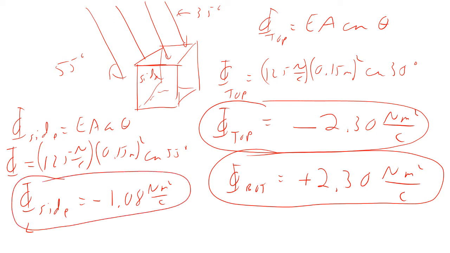Now, what about the flux on the right side? What's that going to be? Well, the flux on the right side will be positive 1.08 newton meters squared per coulomb because it's going out the right side. Raises yet another question.